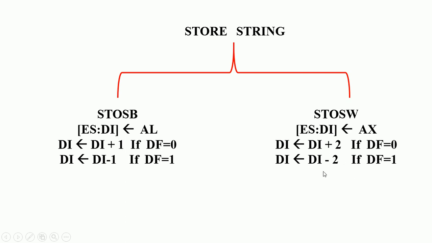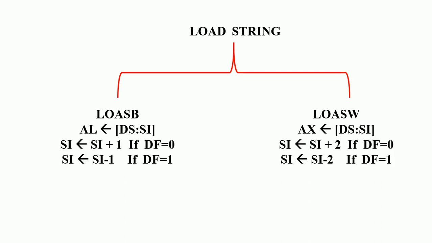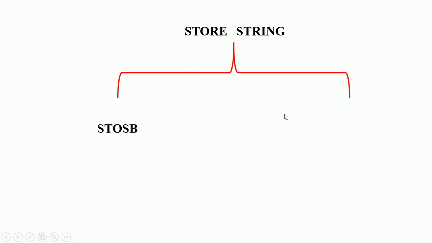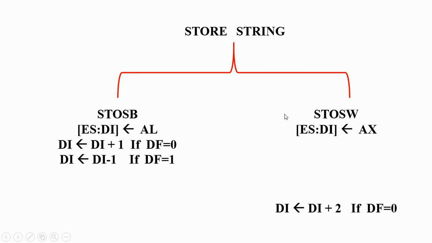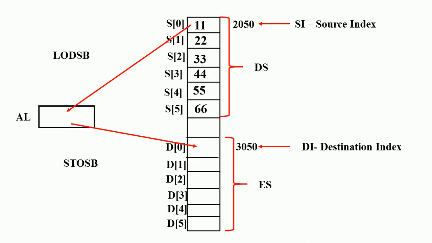Therefore, with the help of load string byte, we can transfer data from memory to a register, in the sense of AL or AX. In the same way, with the help of store string, we can transfer data from a register, from AL or AX, to a memory location. Therefore in this case we have to initialize both the data segment as well as the extra segment.